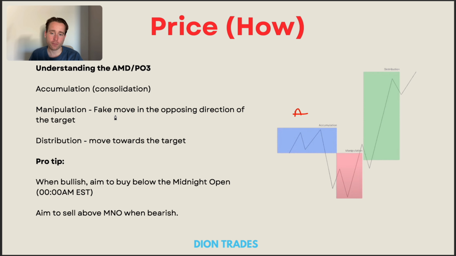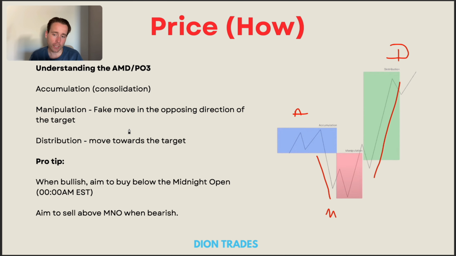Then you have the manipulation. It's the fake move in the opposite direction of the target. So if you have a bullish bias, that means you want price to go up. The manipulation phase should go in the opposing direction, to the downside. And then when that has happened, the distribution phase will start, and the body of the candle will be created.